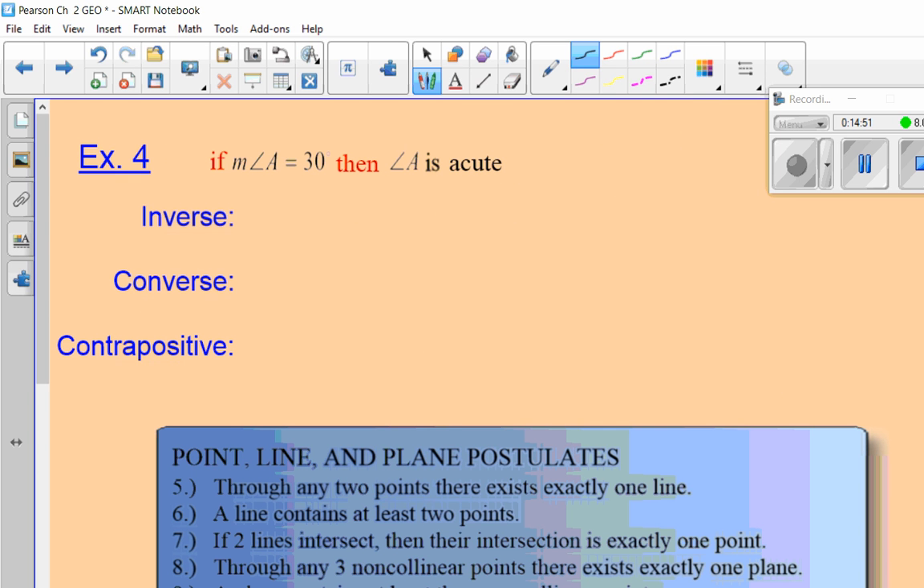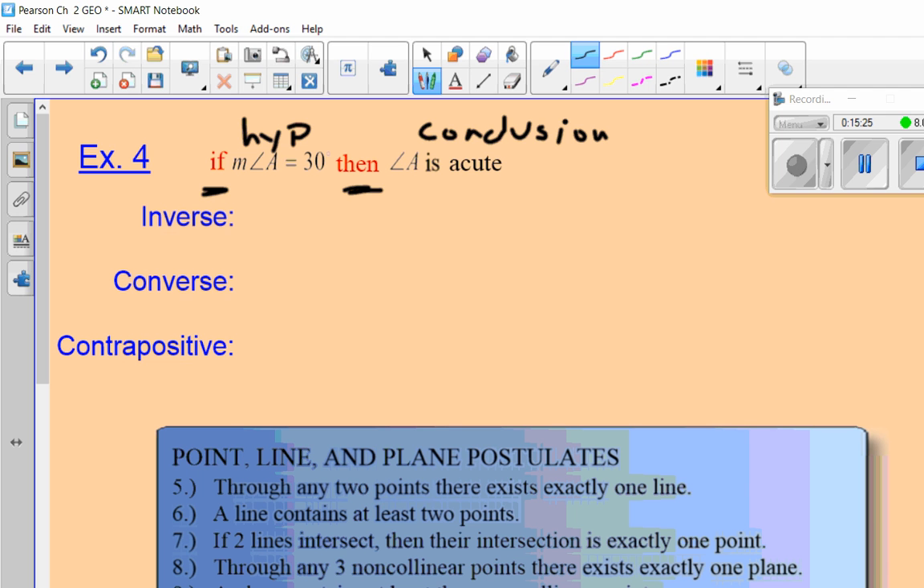All right. Example 4, what they're going to want us to do here is to take this and do all the flipping. So we're going to write the inverse, the converse, and the contrapositive. So you kind of need to use your notes. Here's my if-then statement. If the measure of angle A is 30 degrees, then angle A is acute. Okay, there's my hypothesis. Here's my conclusion.